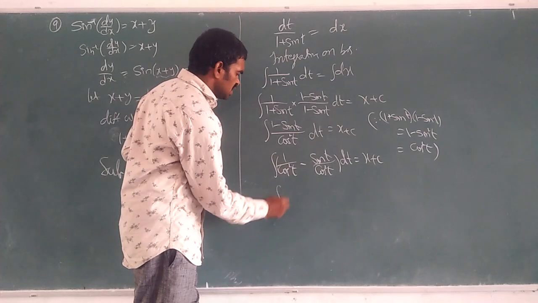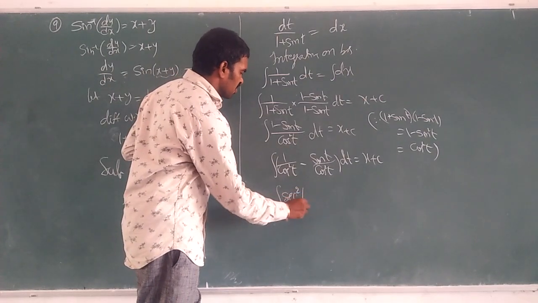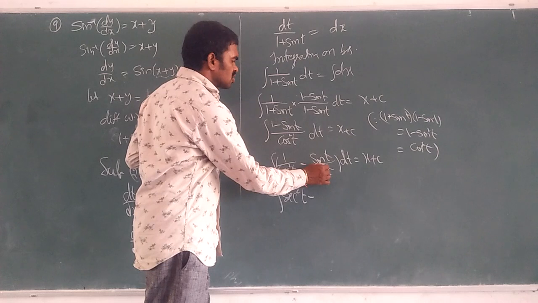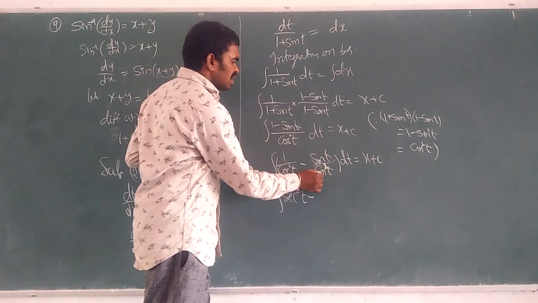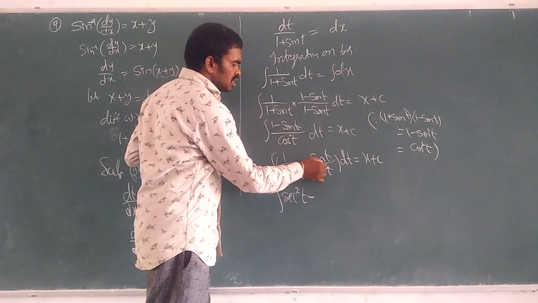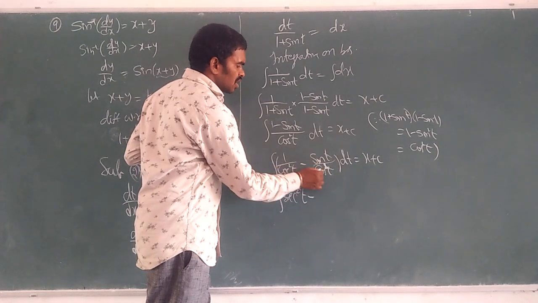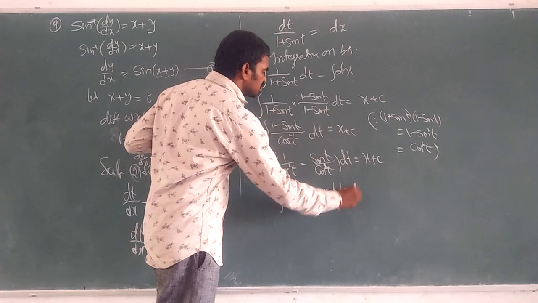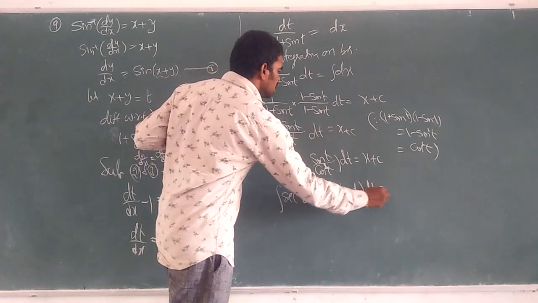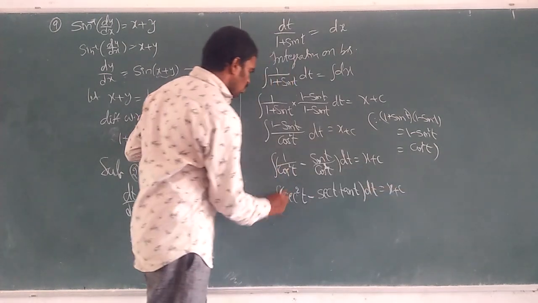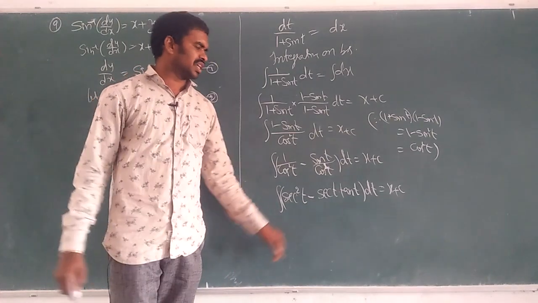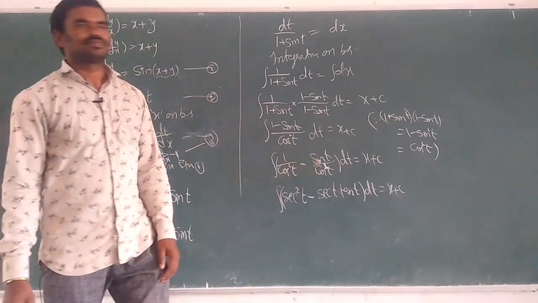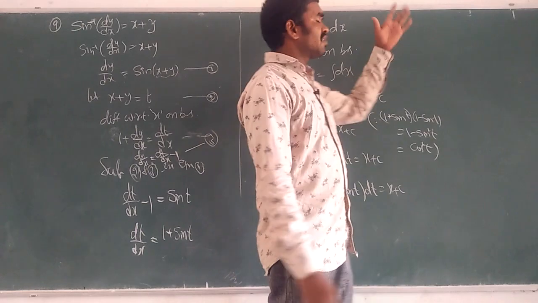So 1 by cos square means nothing but secant square, and sin by cos square means sin by cos into 1 by cos, where sin by cos means tan t and 1 by cos means sec t. So secant square t minus sec t into tan t dt is equal to x plus c. Now what is the integration of secant square? What is the integration of secant and tan? Okay, just revise the formulas.